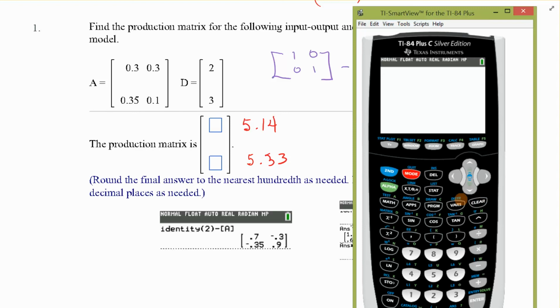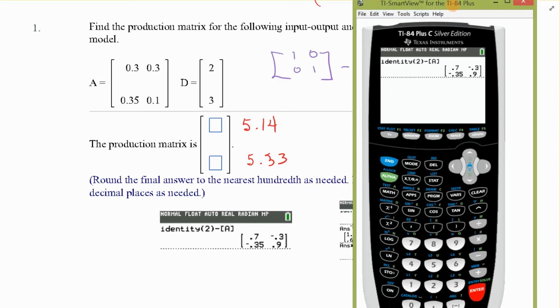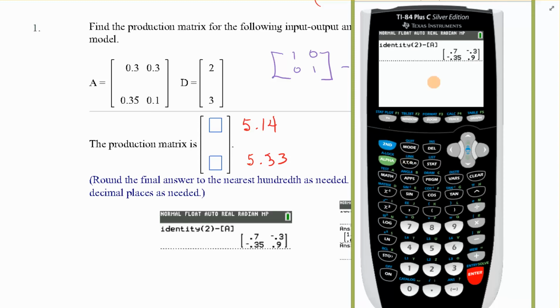Then we can simply do our formula. So we need identity 2. We can get that real easily by going to second matrix, over to math, right here, identity number 5. We put a 2 in there. That tells it which identity we want. We want to subtract matrix A. All right. We'll get that matrix. We want to find the inverse of that, and the easy way to do that is to say we want to find the inverse of this answer. So second answer, and hit your inverse key and enter.